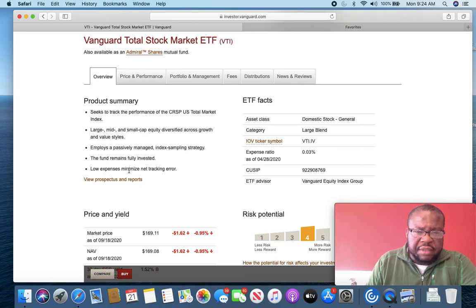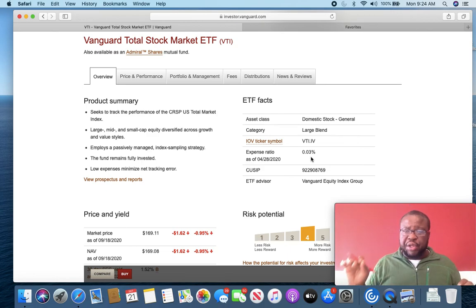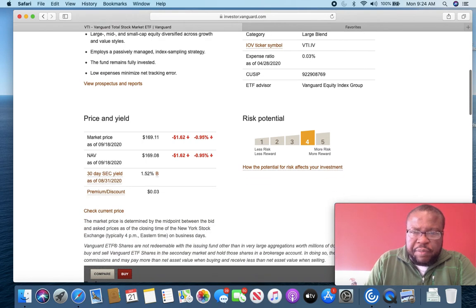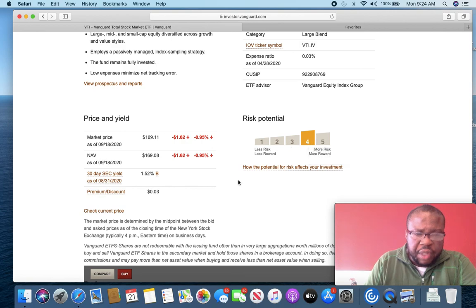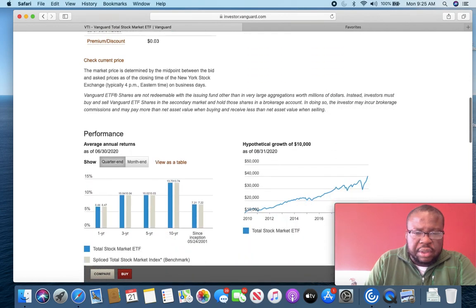Okay, low expenses, minimizing net tracking error. The expense ratio is only 0.03%, which is excellent, meaning you're only going to pay 30 cents for every $1,000 you have invested. The risk potential is more risky because it's all stocks. There's no bonds. Okay, let's look at the top 10 holdings.